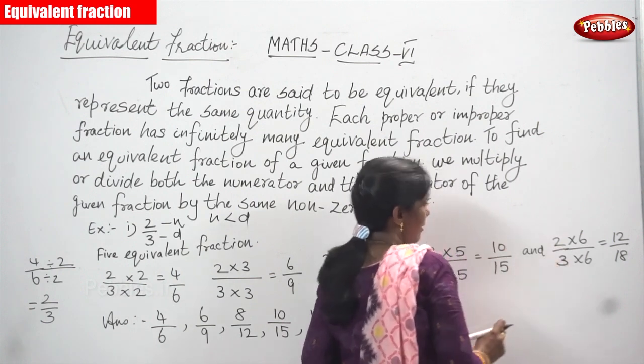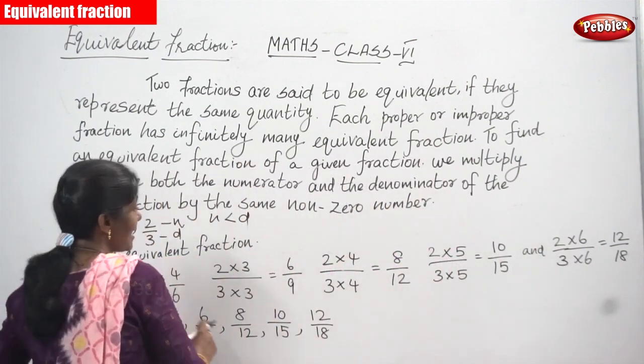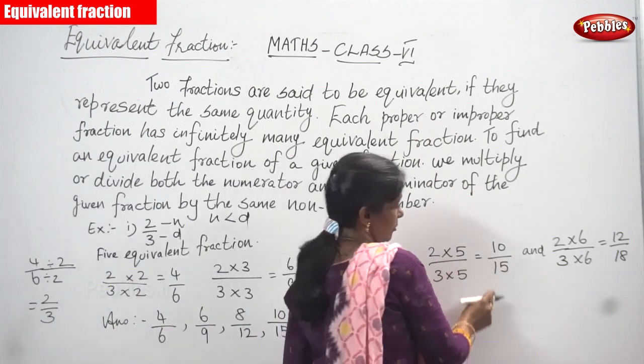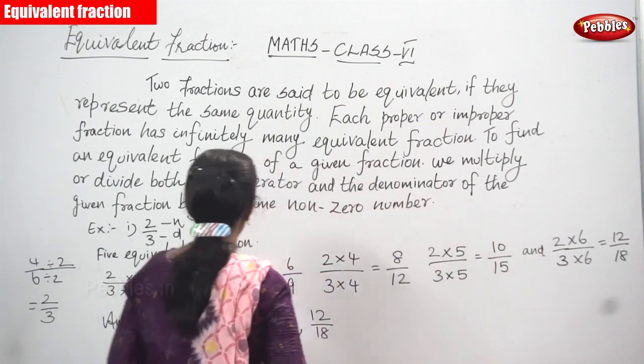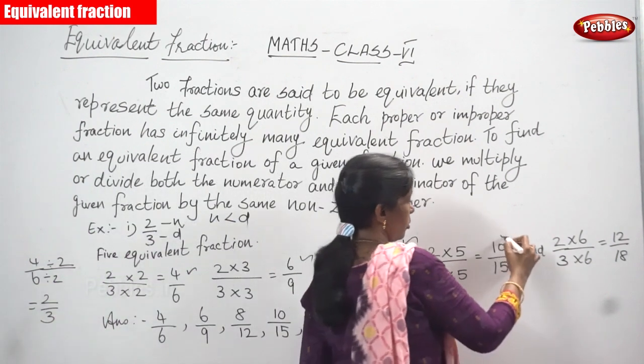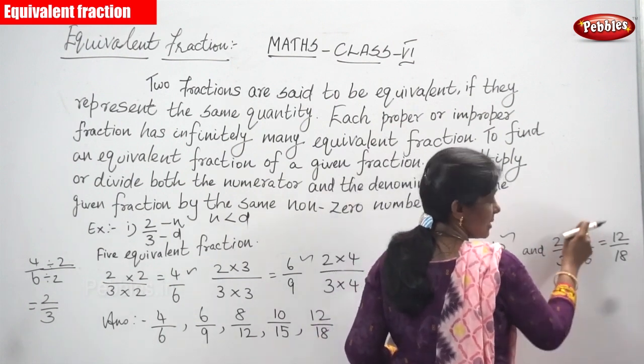And because I've clearly mentioned 5 equivalent fractions, so 4 by 6 and 6 by 9 and 8 by 12 and 10 by 15. So how many equivalent fractions have I taken? 1 and 2 and 3, here 4. So again 2 by 3 is going to multiply by 6. The 6 I have taken.